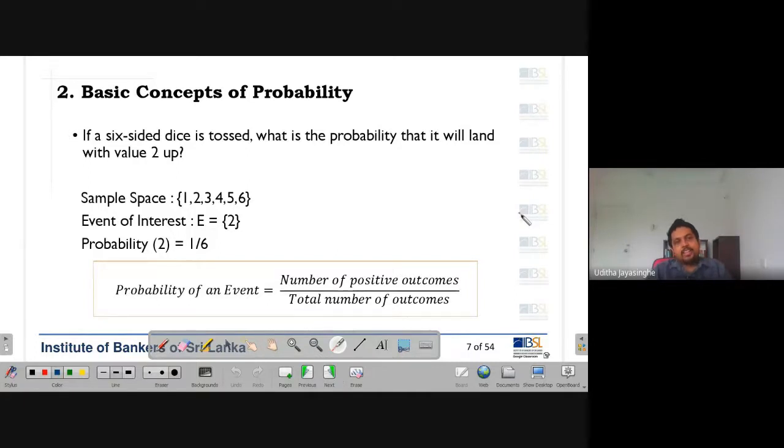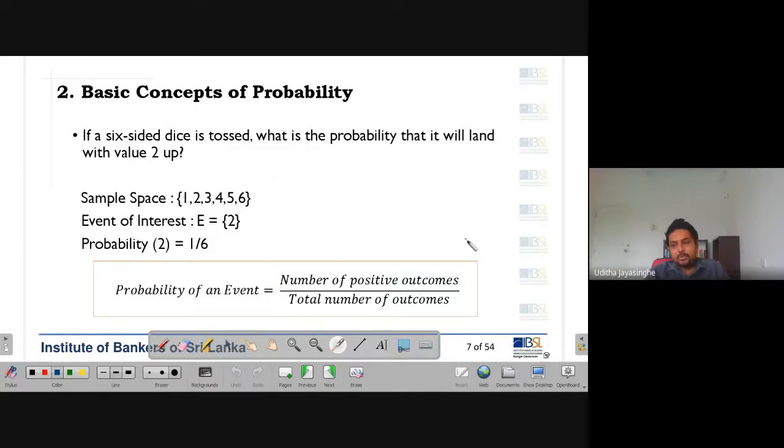Okay. Fine. Now we are coming to the computational parts. If a six-sided dice is tossed, what is the probability that it will land with the value 2 on the upside? Now we can define our sample space: it's going to be 1, 2, 3, 4, 5, and 6. What's the event of interest? That 2 is going to stay on the upside. So the probability of 2 is going to be 1 divided by 6: 1 time out of 6 times.